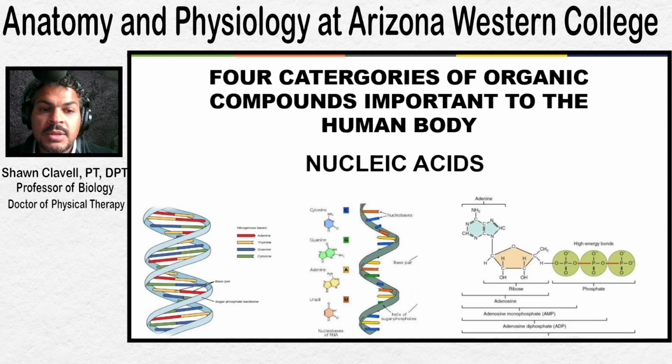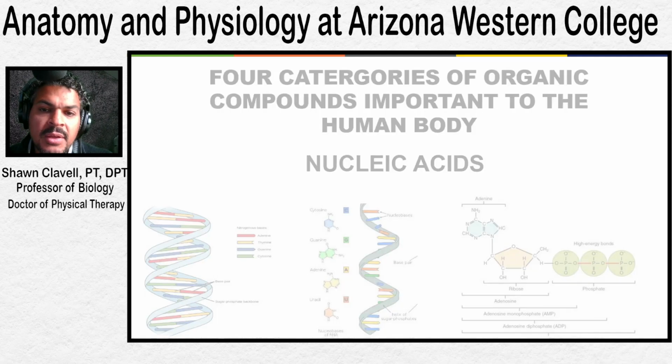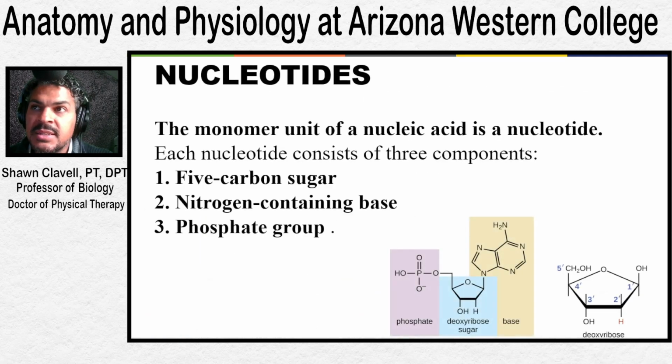Sean Clovell. Today, as we continue talking about the organic molecules associated with the human body, we come to our final category of organic molecules that we'll be discussing throughout the semester, and that is the nucleic acids. This is DNA, RNA, and ATP. DNA and RNA are actually some of the largest molecules in the body. They contain carbon, oxygen, hydrogen, nitrogen, and phosphorus.